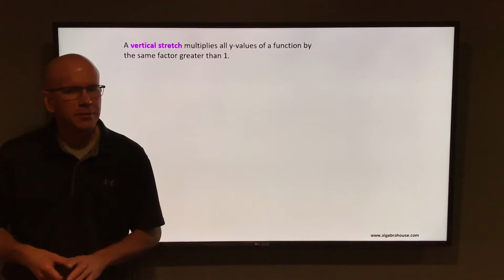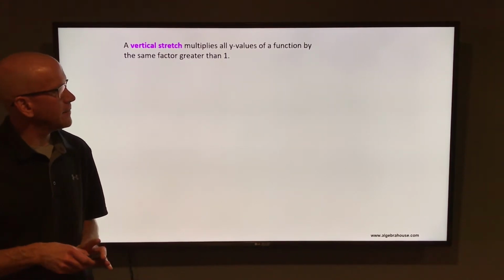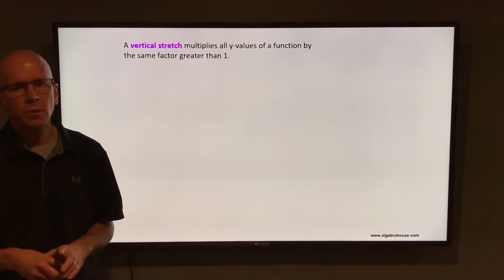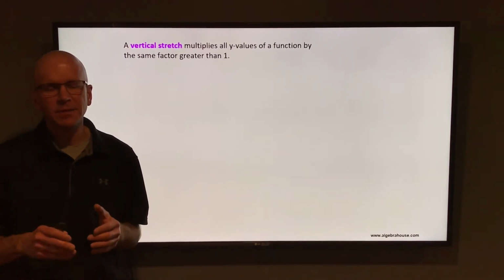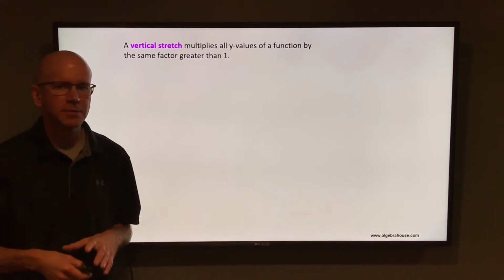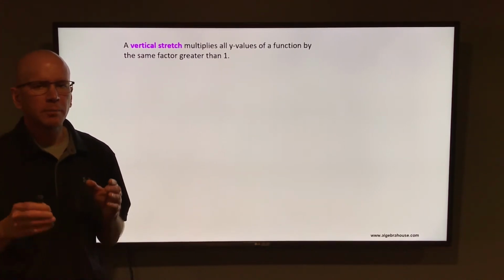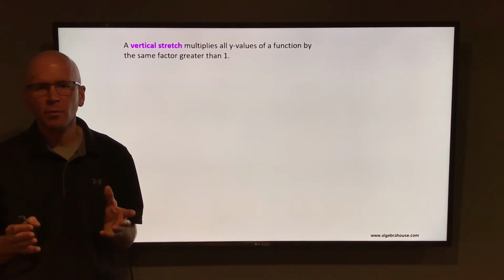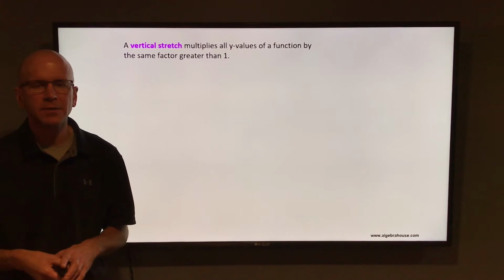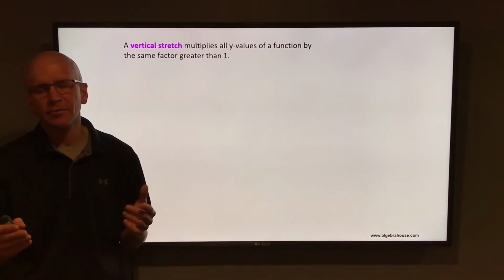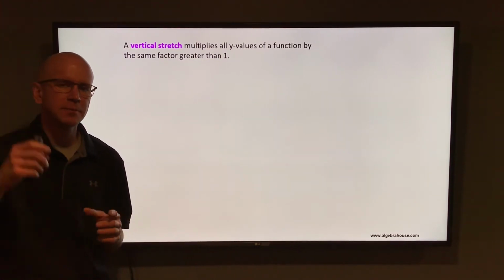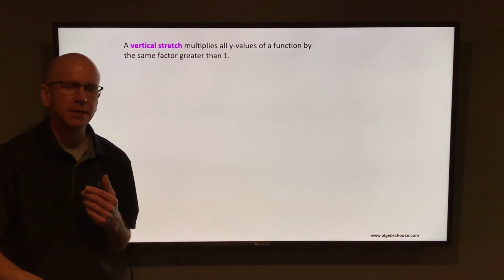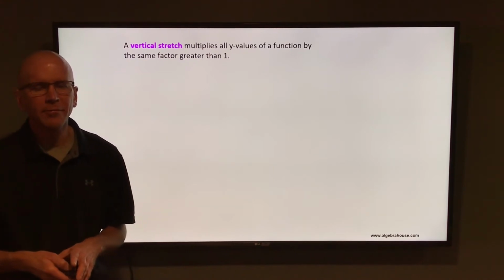A vertical stretch multiplies all y values of a function by the same factor greater than 1. So what a vertical stretch will do to a graph is it's going to stretch it away from the x-axis. So when you multiply, you think of a point. If you multiply the y value by a number greater than 1, it's going to stretch it away from the x-axis. Let's say you had a y value of 3, and multiplied it by 2, it's going to become 6. Or if you had a y value of negative 3 multiplied by 2, it's going to be negative 6. So it's going to stretch away from the x-axis.